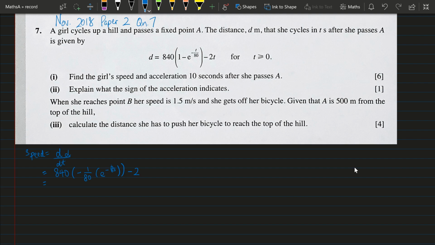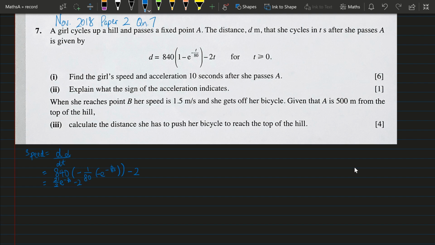So 840 divided by, I'm sorry, I just missed out the negative here. When you differentiate an exponential, you get back yourself, including the sign in front, and then multiply by the constant, which is the coefficient of t here, negative 1 over 80. So if I do the multiplication correctly, this one would give me 21 over 2 e to the power of negative t over 80, minus 2.